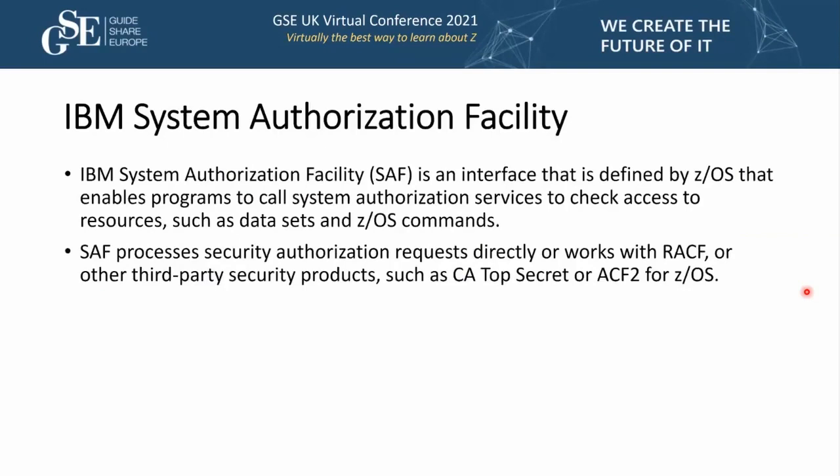IBM System Authorization Facility, well known as SAF, is an interface that is defined by z/OS that enables programs to call system authorization services to check access to resources such as datasets and z/OS commands. SAF is required for z/OS dataset encryption. It provides the authorization interfaces for ICSF callable services and controls user access to keys and services. SAF processes security authorization requests directly or works with RACF or third-party security products such as CA Top Secret or ACF2 for z/OS.